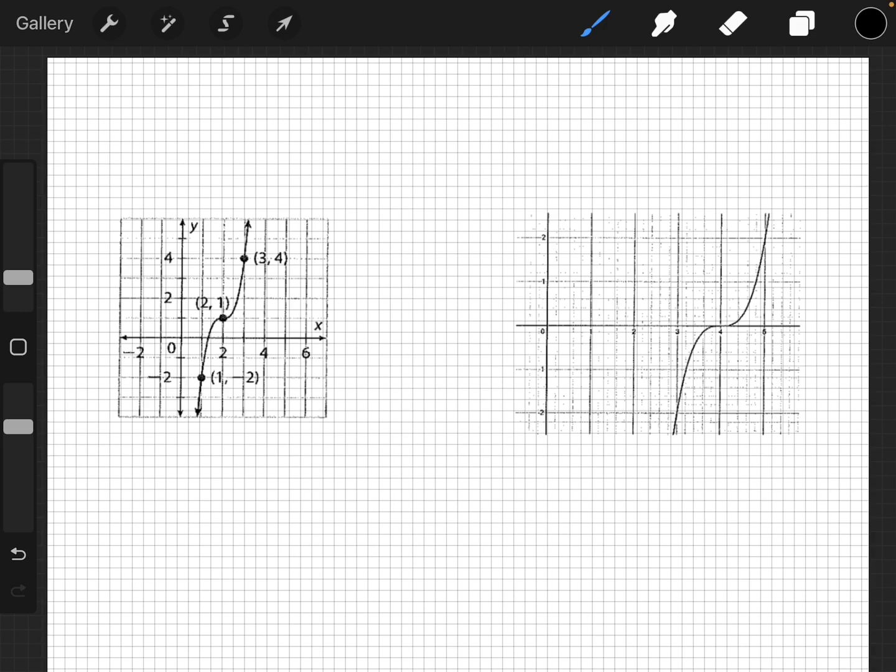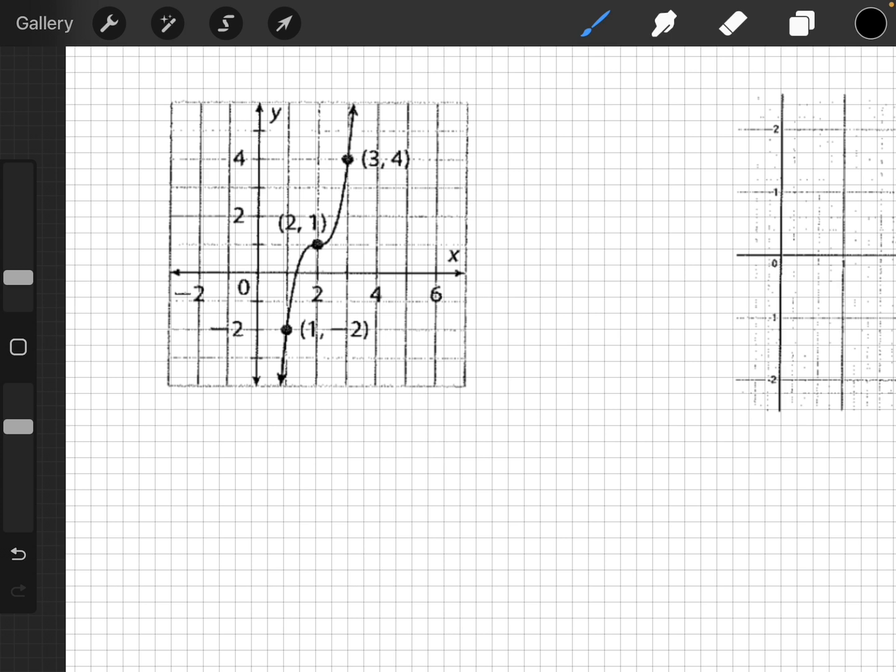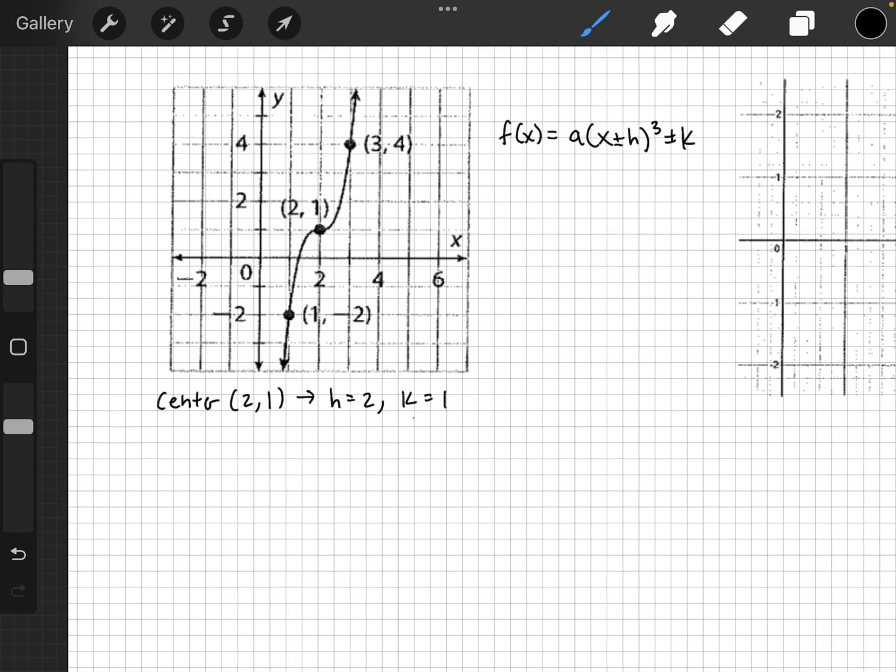So for these last two examples, we'll use reference points from the graphs to determine the cubic function. So first, we see that our center is at 2, 1. So we know that our h value equals 2 and our k equals 1. In our format of f of x is equal to a times (x minus h), actually plus or minus h, to the power of 3 plus or minus k, we can put those values in.